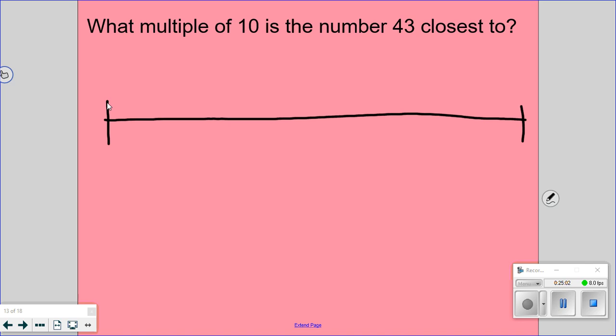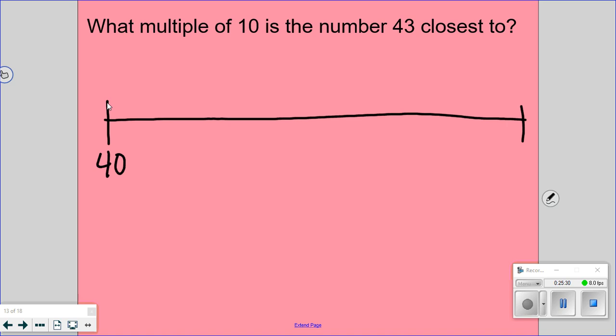Bryson? 40. And? We're definitely going to need 40 because the number is 43. That makes sense. 40. And then what's my next number? If I'm skip counting by 10, what comes next?